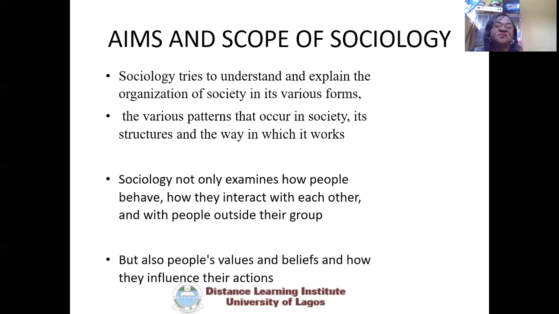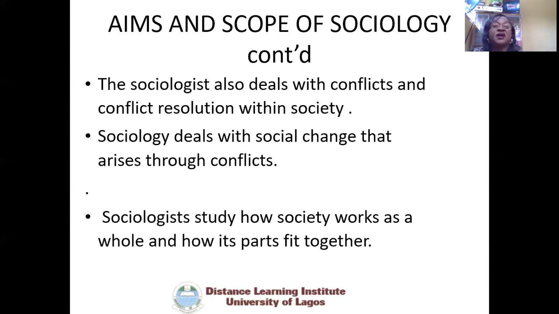What then are the aims and scope of sociology? Sociology tries to understand and explain the organization of society in its various forms, the various patterns that occur in society, its structures, and the way in which it works. Sociology not only examines how people behave, how they interact with each other and with people outside their group, but also people's values and beliefs and how they influence their actions. The sociologist also deals with conflicts and conflict resolution within the society. Sociology deals with social change that arises through conflicts. In other words, it's not every conflict that is inimical to the society. There are certain conflicts, when adequately resolved, that will go a long way in contributing to positive changes in the society. Sociologists study how society works as a whole and how its parts fit together.